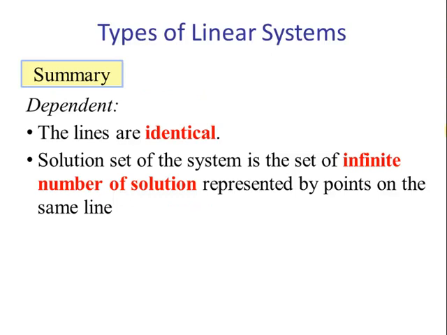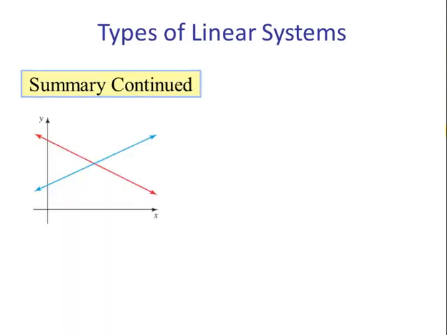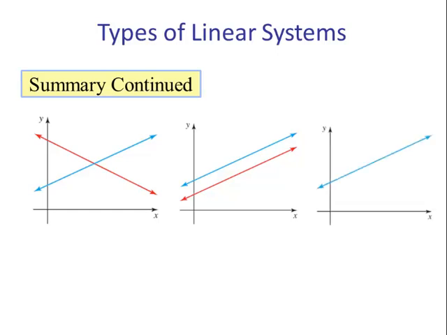So let's look at this visually. Here we have an example of a system that has one solution, this point here. Here we have an example of an inconsistent system. There are no solutions, the lines are parallel. And then the last visual, this system, the lines are exactly the same. So whatever point works on the first equation will work on the second equation. And hence we have an infinite number of solutions because there's an infinite number of points on the line.